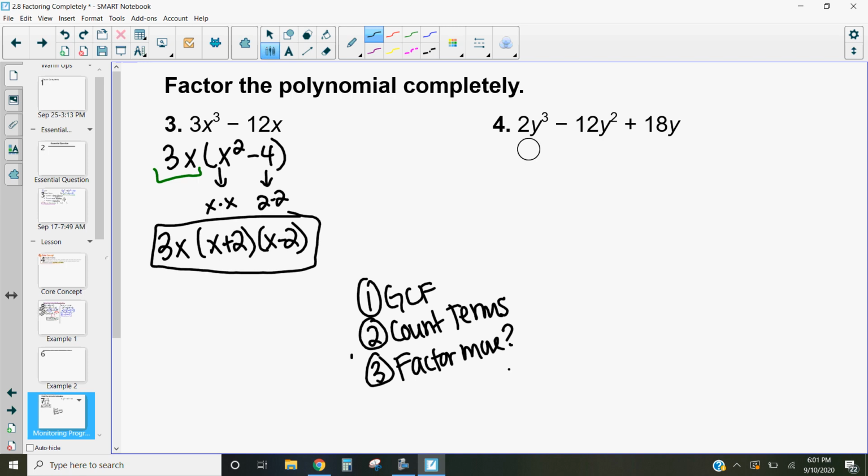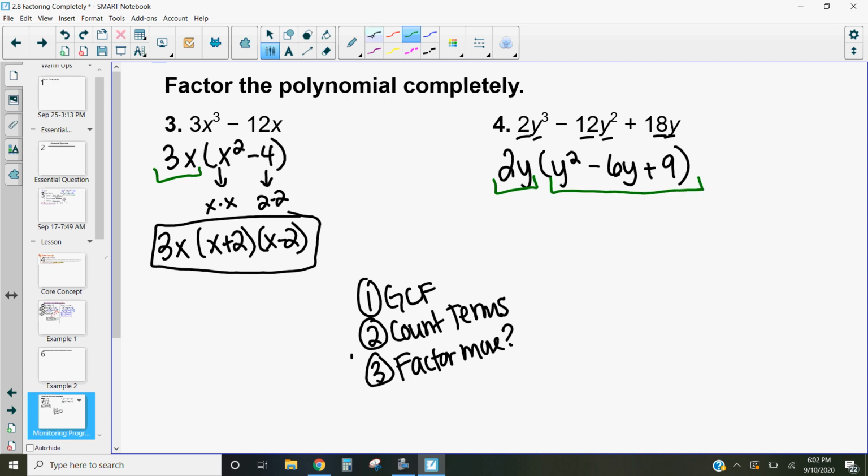Let's take a look at this next one. Greatest common factor. Hey, look, all of these exponents here, they have a 2, and they also all have a y. So I can factor a 2y out of each of these terms. 2y. What's left here is a y squared. What's left here is a negative 6y. And what's left here is a plus 9. Now, this term right here, it's factored out. It's a monomial. It is what it is.